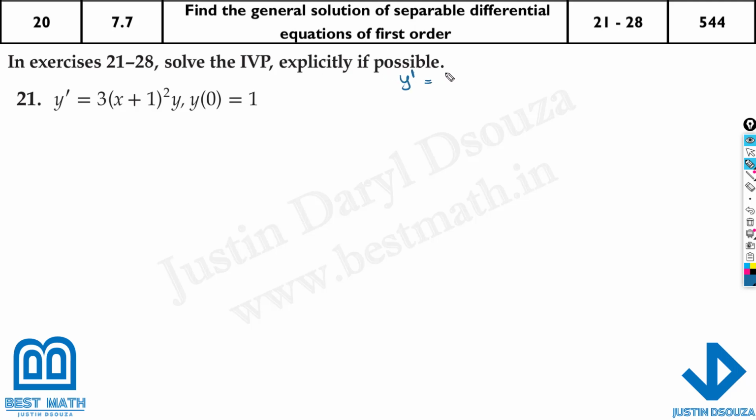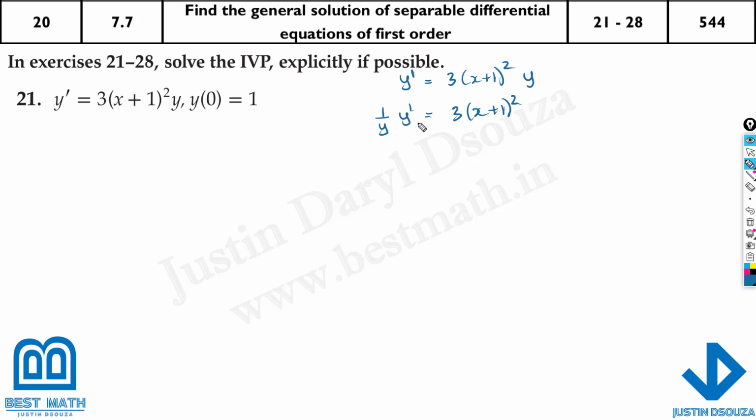y prime is equal to 3 times (x plus 1) the whole square times y. You can see the function and its derivative exist in the same equation. So it's a differential equation, and I've clearly mentioned these are all separable. That means you can group all the y and x terms separately. So let me move this y to the other side. Divide both sides by y. It will be y prime over y equals 3 times (x plus 1) the whole square.